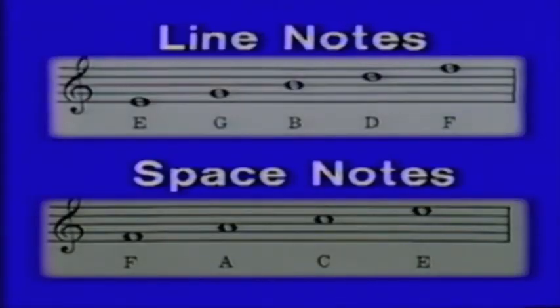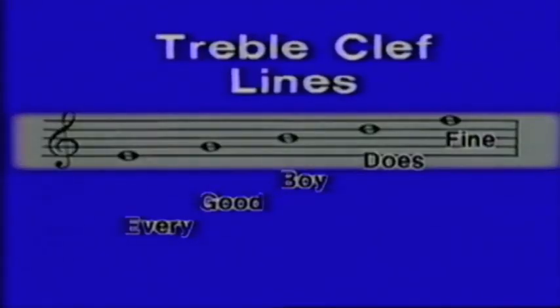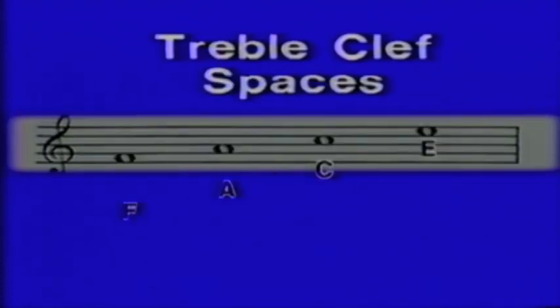The letter names for the treble clef lines are E, G, B, D, F. The letter names for the treble clef spaces are F, A, C, E. You can use this sentence for the treble clef lines. Every good boy does fine. The treble clef spaces spell the word face. Use these sentences or make up your own.